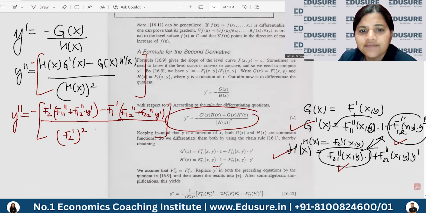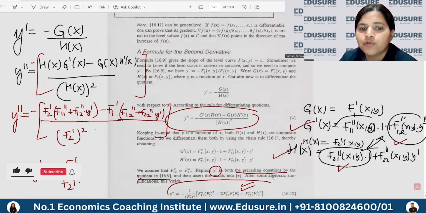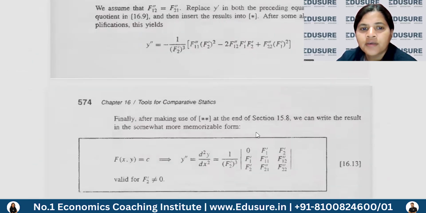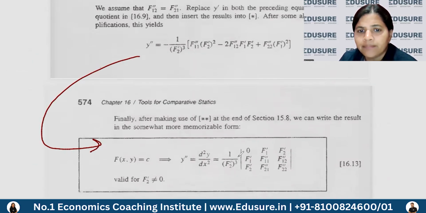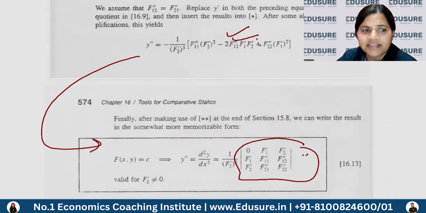Replace y dash in both the preceding equations by the equation in 16.9. So what is your y dash? Your y dash is nothing but minus f1' divided by f2'. If you do this, you will be able to get a final formula. This I leave up to each one of you. This is a simple manipulation of calculating the second derivative of an implicit function. This function can also be converted into a determinant, to remember it. If you calculate this determinant, you are going to get this answer. This also can be done as an exercise.